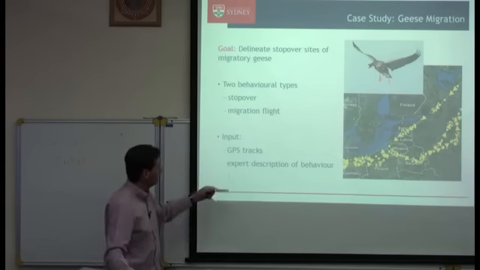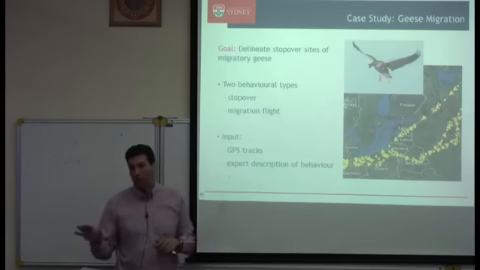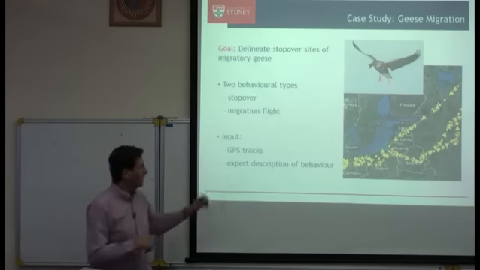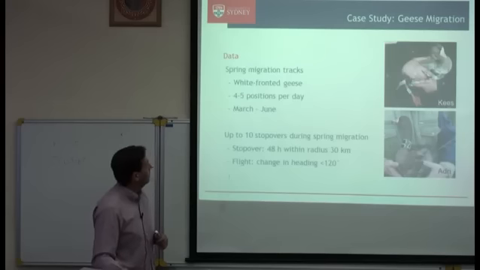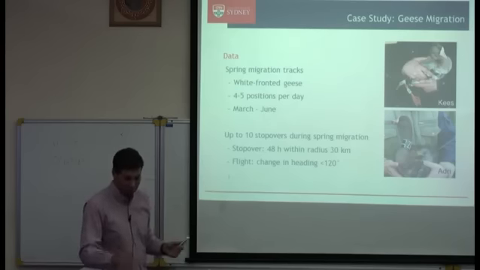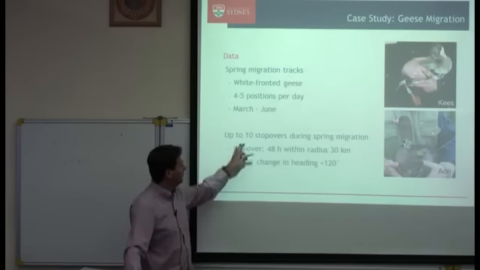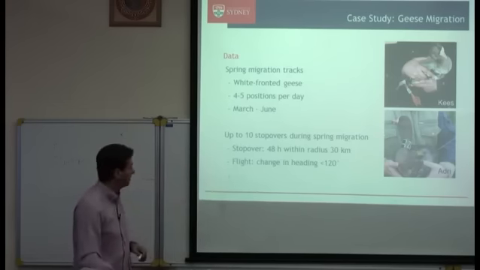It's a GPS track. What they did was they had some tracks where the behavioral ecologist did the annotation, and some tracks where they computed it automatically. Apparently they migrate in the spring. Who knew? And they have roughly up to 10 stopovers during the migration.